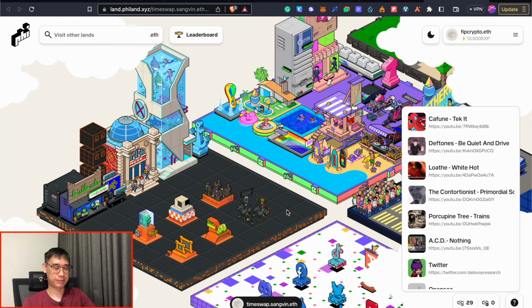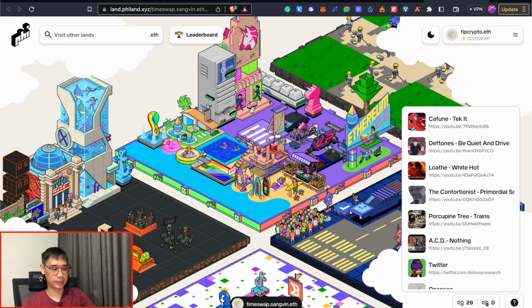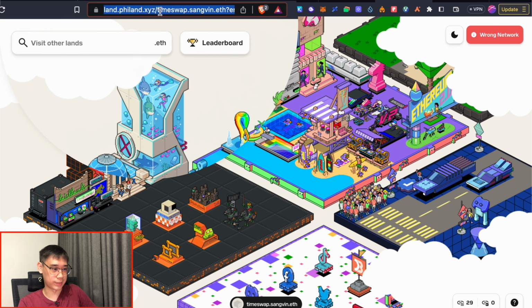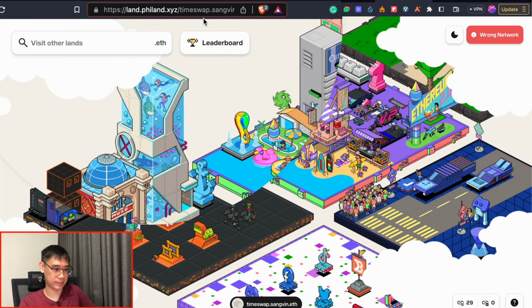So if you'd like to do something similar to this, you actually need to create a land on each of your different ENS subdomains. As you can see in the URL, he actually has different subdomains, for example, this one is the time swap subdomain, while he also has a My Music subdomain as well.